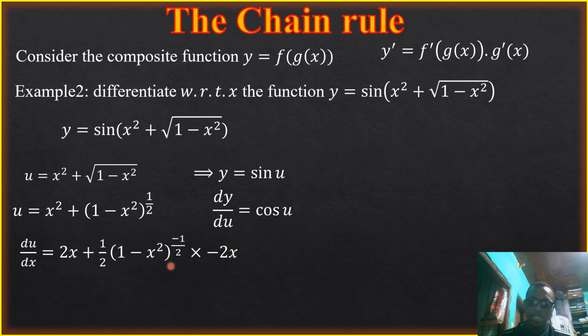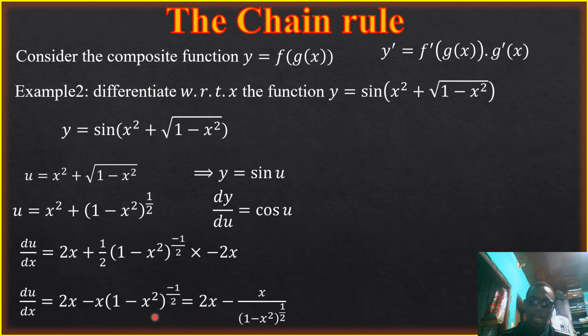And then now let's apply some laws of indices there. So you have 2x minus x times this, right? Because this 2 will cancel with this 2. Then now you'll be left with this. Then according to laws of indices, this can go to the denominator and the power becomes positive. That's du/dx.